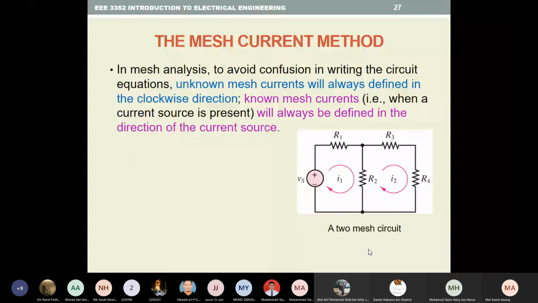So let's say you have these two mesh circuits. In the mesh analysis, to avoid confusion in writing the circuit equations, unknown mesh currents will always be defined in a clockwise direction. Okay. Known mesh currents, i.e. when a current source is present, will always be defined in the direction of the current source. Right? So that is a convention.